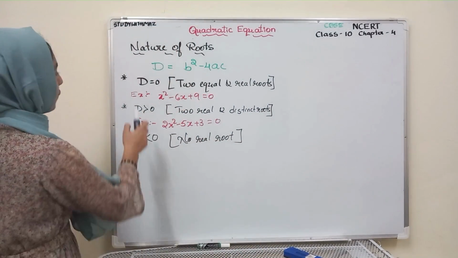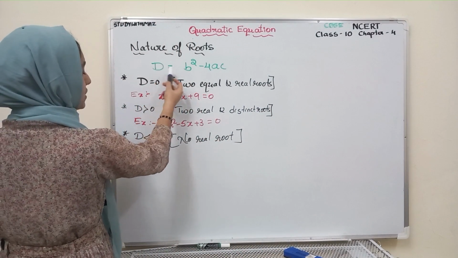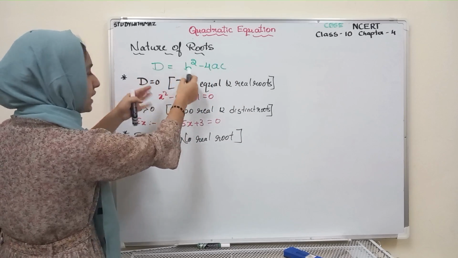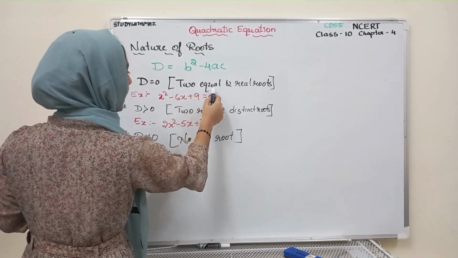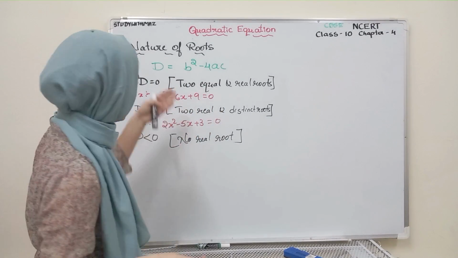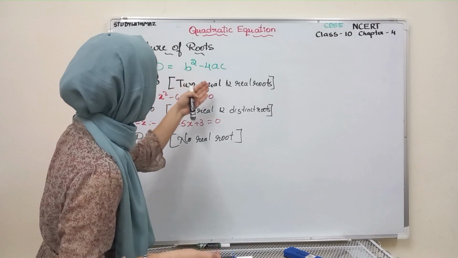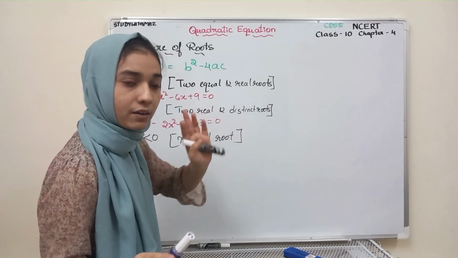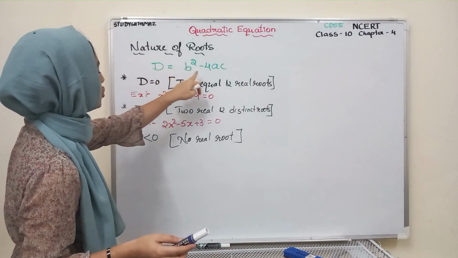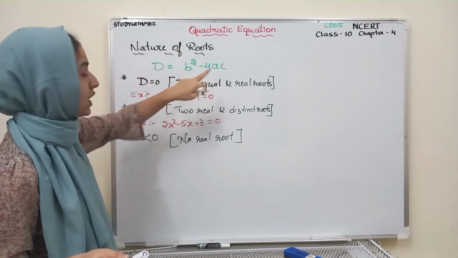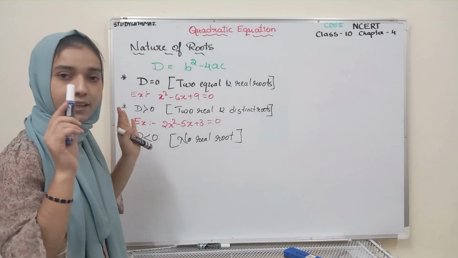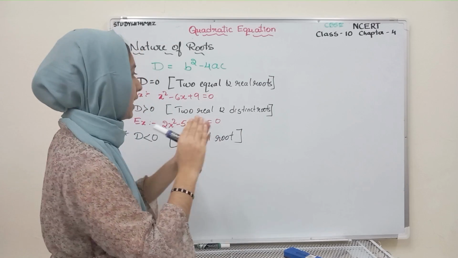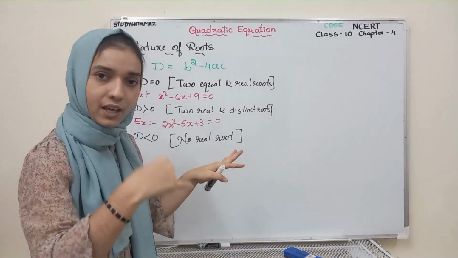Okay, so if our d is equal to 0, you have to apply b square minus 4ac. If you get d equal to 0, then without finding the roots it says directly that you will get two equal roots, same roots, and real roots. If your d value is greater than 0, then you will get two real roots, but they are distinct. They are not the same. They are different.